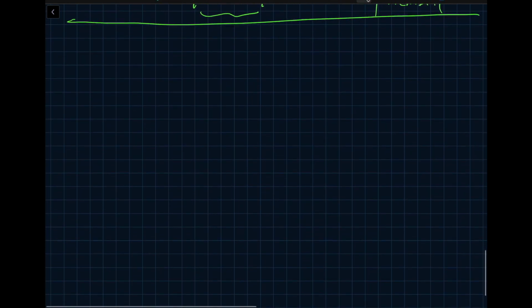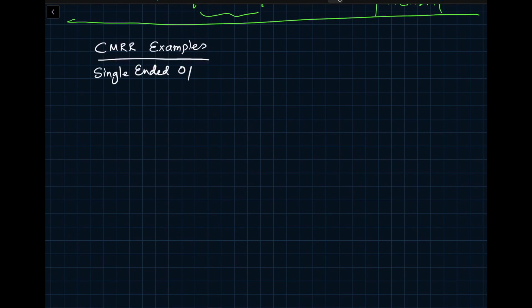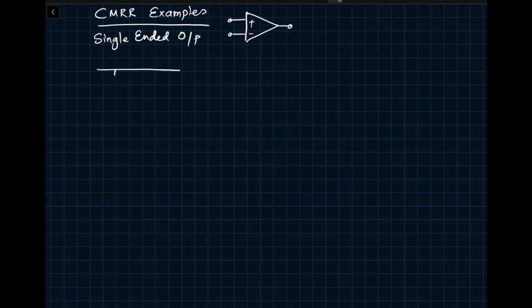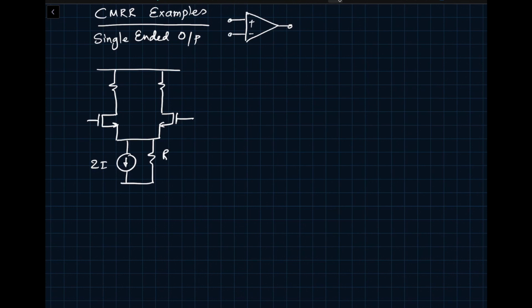We'll take the first CMRR example, in which we first analyze a single-ended output, which is a circuit that looks like this, plus, minus and one output. So we'll take the same circuit. We have one resistor. I'm going to use MOS here. And if you remember this, we put in 2I. And what was the resistor value we used? We used RS divided by 2. For bipolar, we use RE divided by 2. For MOSFET, we are going to use RS divided by 2 because it's a source. Here is M1, M2, and here is RD, and this is your VDD.